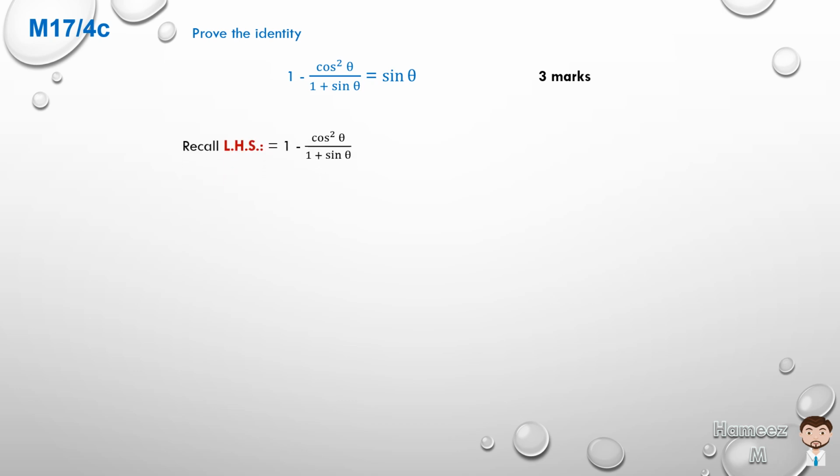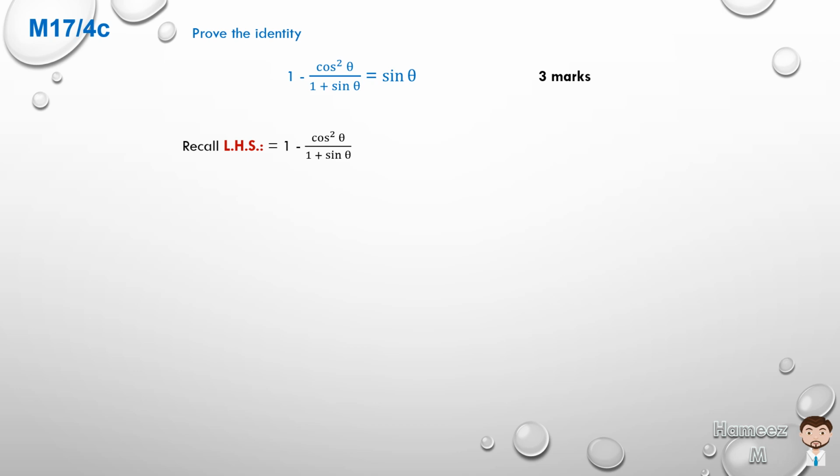May 2014, number 4C. Prove the identity 1 minus cos squared theta over 1 plus sine theta is equal to sine theta. So let's recall the left hand side, which is 1 minus cos squared theta over 1 plus sine theta. And my students have found it easier if we use the more complicated side and try to simplify it.